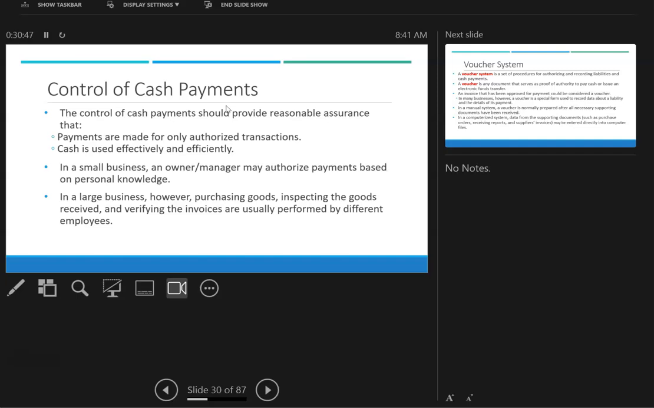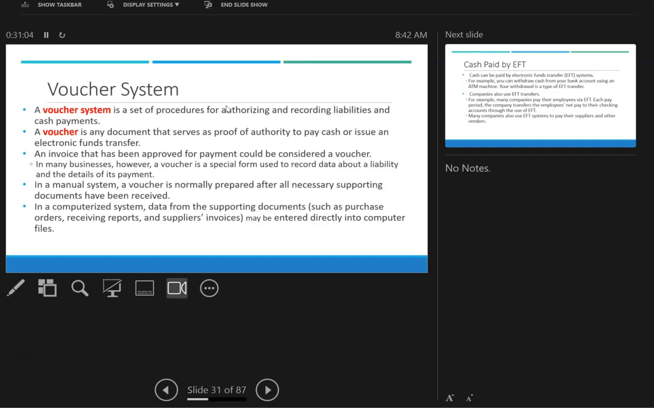In a small business, an owner-manager can authorize payments based on personal knowledge, but in a large business, things are different. Purchasing goods, inspecting the goods received, and verifying the invoices need to all be performed by different individuals within the company.